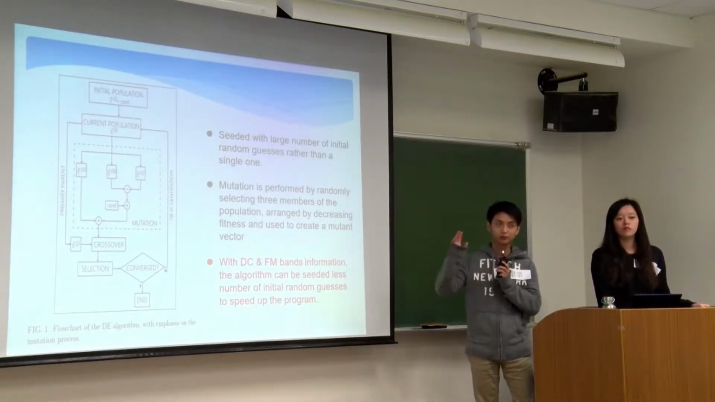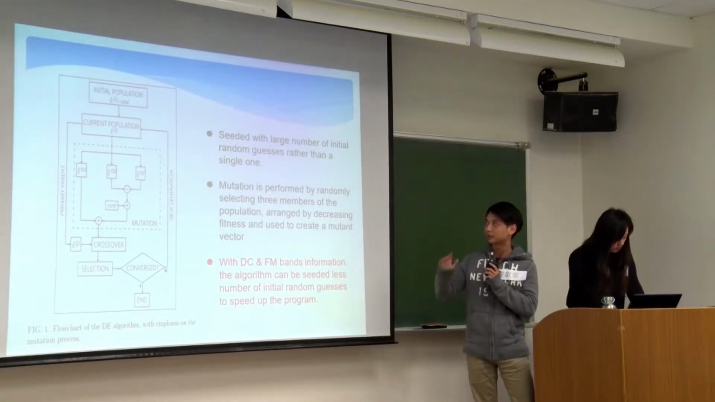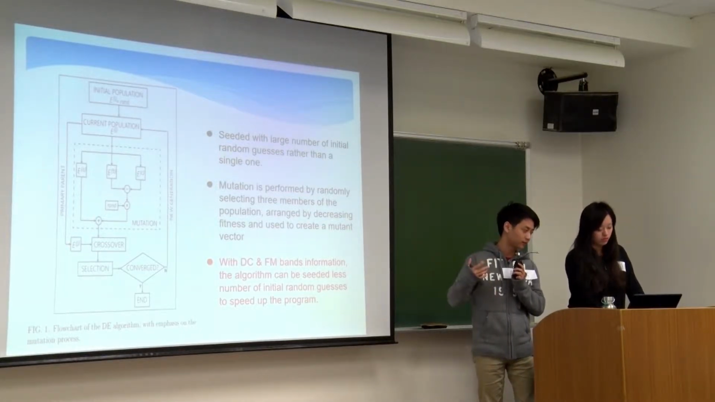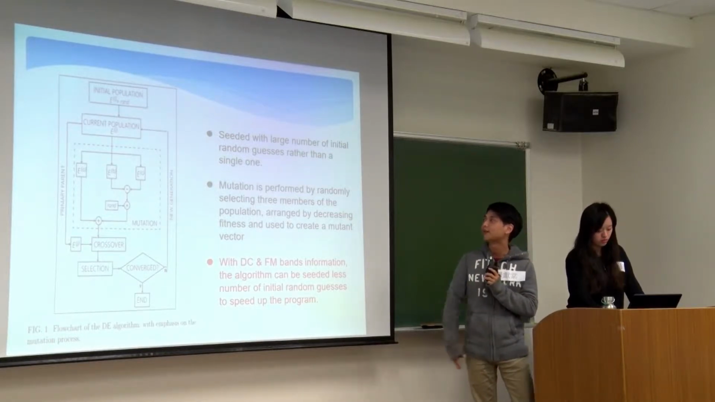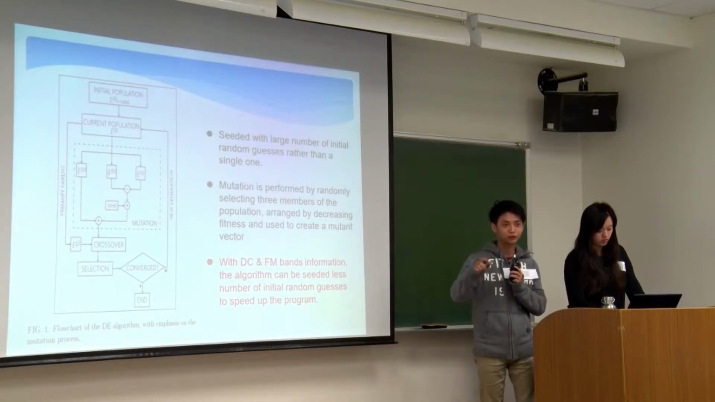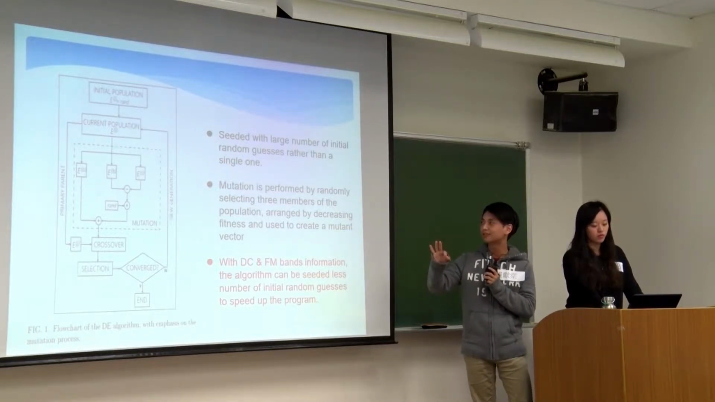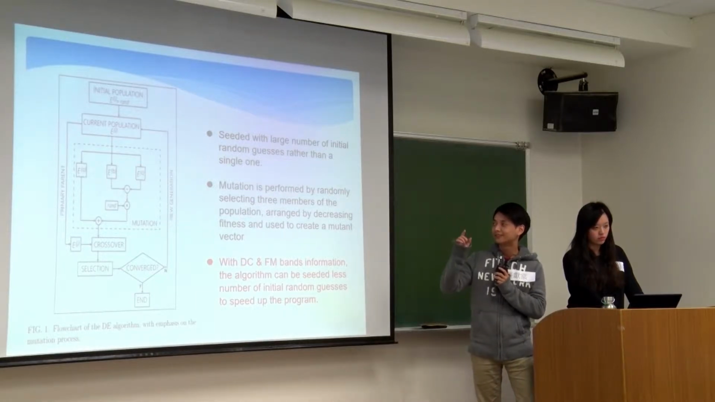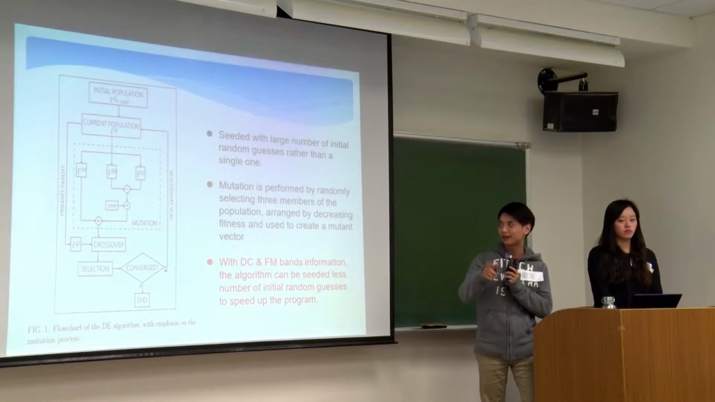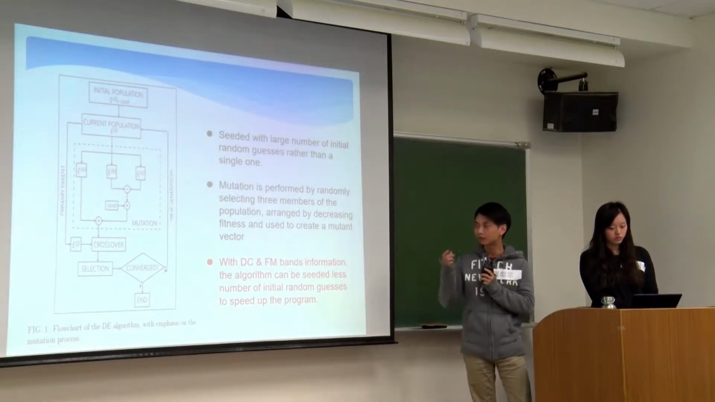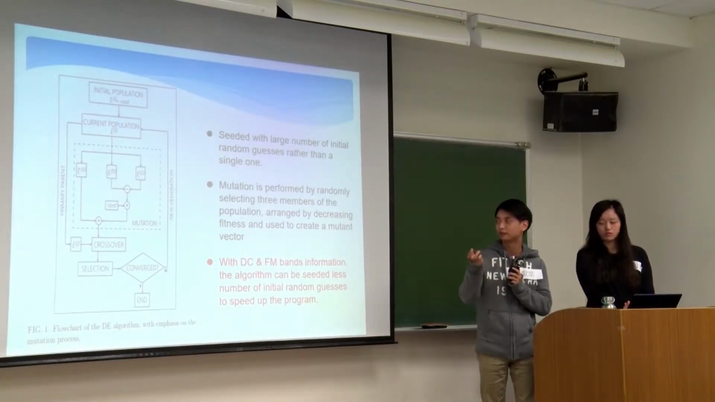After we have an iFROG trace, we want to retrieve the pulse. At first, we have a lot of initial random guesses, and we can calculate the error. And we randomly select three electric field vectors from the initial guesses. The one with minimum error is EA. After we do the mutation, we have a new electric field vector.